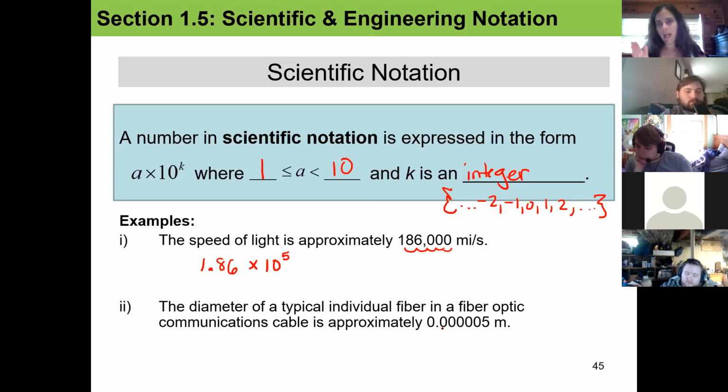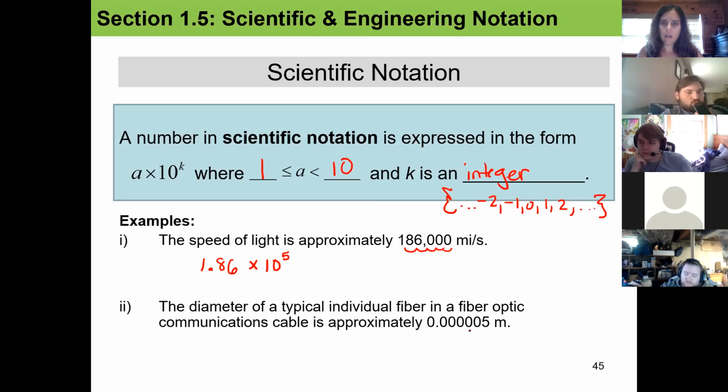Now I have a small number, so I'm using negative exponents when I am talking about small numbers. I used a positive exponent up here when I talked about very large numbers. I mean, this isn't very large, but it's larger than 1. So when I have a number smaller than 1, I'm using negative exponents. It does not mean a negative number.